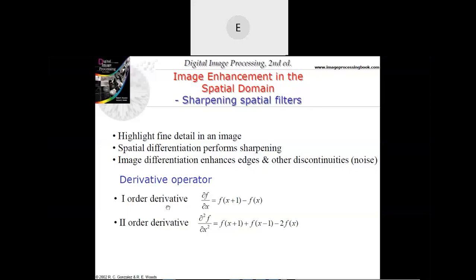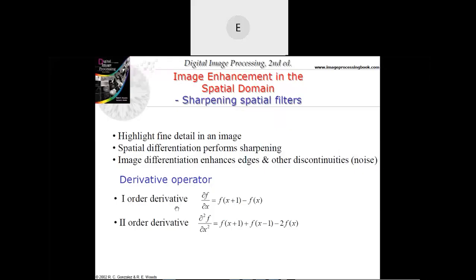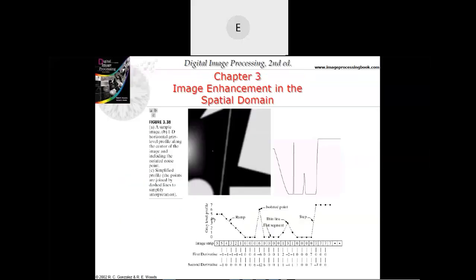Let us take an example and see what is the difference between first order derivative and second order derivative. In fact, I have already shown one difference. First order derivative has some characteristics, second order derivative has slightly different characteristics. Let us see. The example taken here is this image.